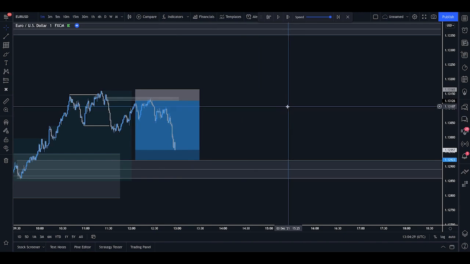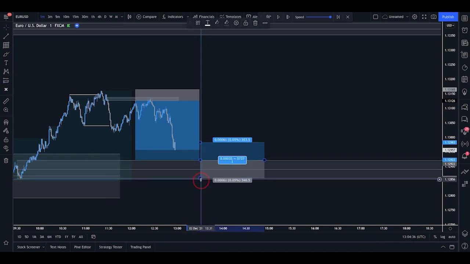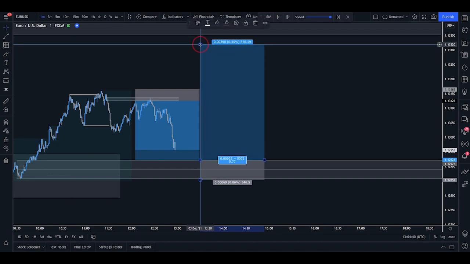And how did we find the target? Well, we found the target using the higher time frames, right? So the other idea would be a long position from this point with a stop below, targeting into the high. Now, as you can see, this would be a risk entry. We spoke about risk entries.